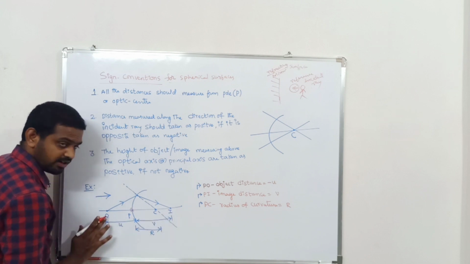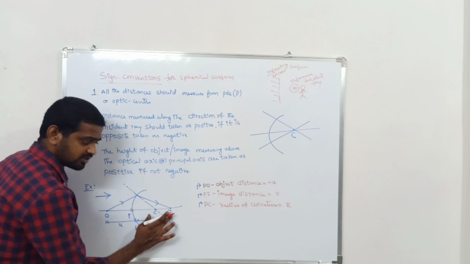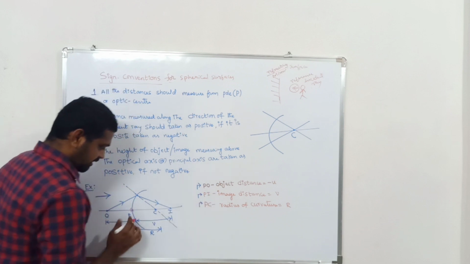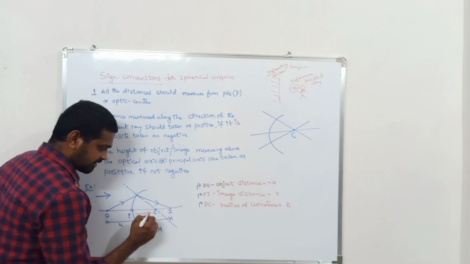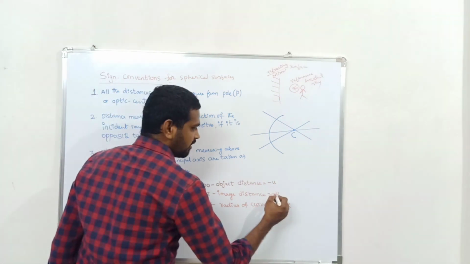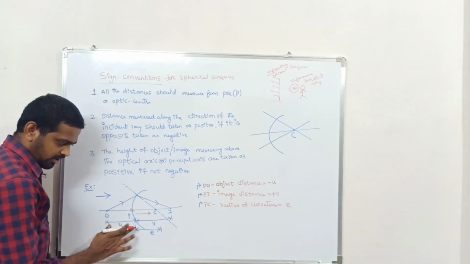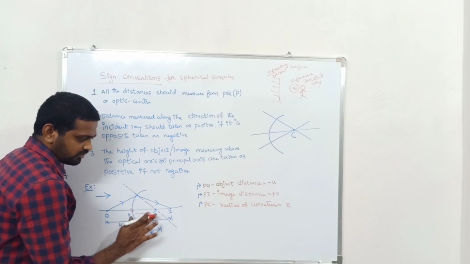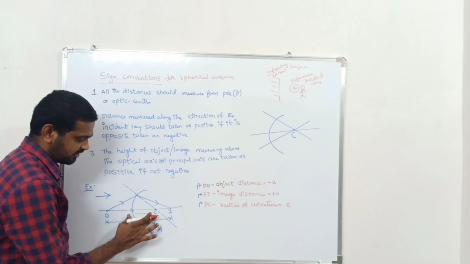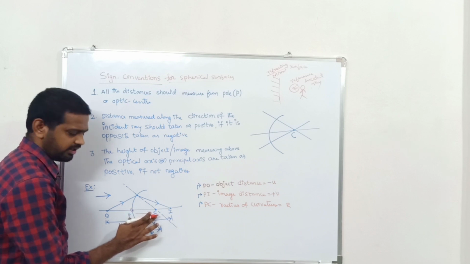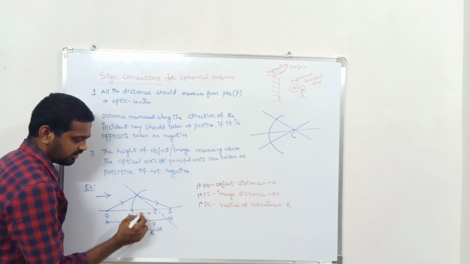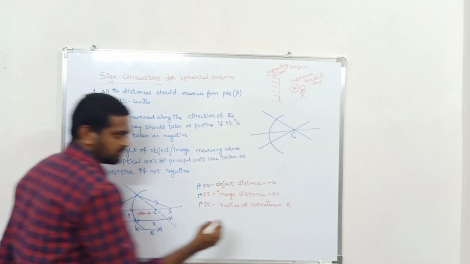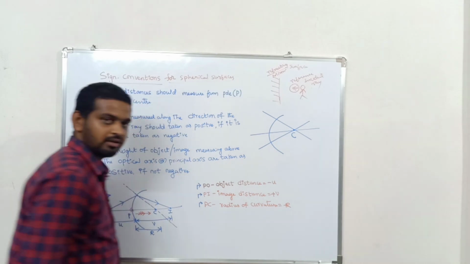Coming to the image distance, the distance from pole to image. Here I had taken a pointed object, so you got a pointed image. The distance from pole to image is in the same direction as the incident ray, so here you will get positive. Coming to the radius, you need to measure from pole to center of curvature. The distance from pole to center of curvature is called the radius of curvature. To measure the radius of curvature, you move along the direction of the incident ray, so this one is also positive. Understood, children?